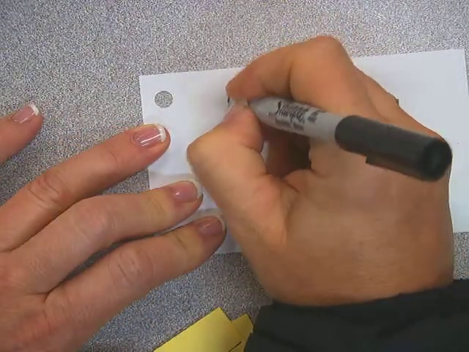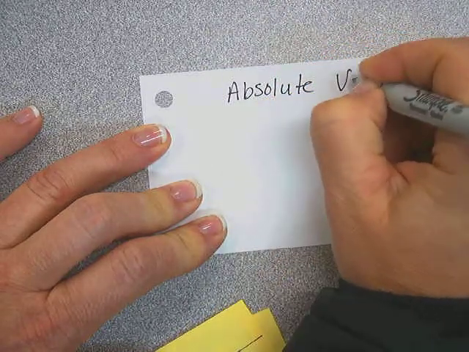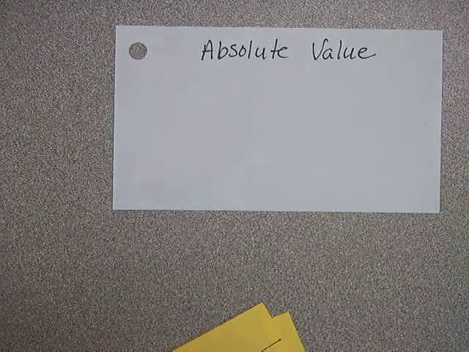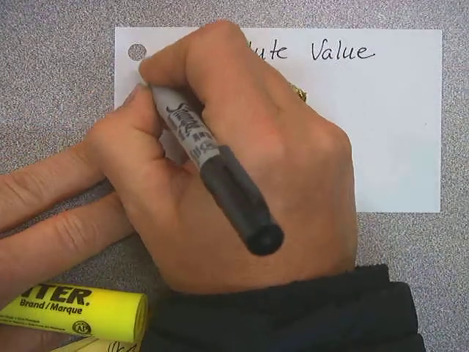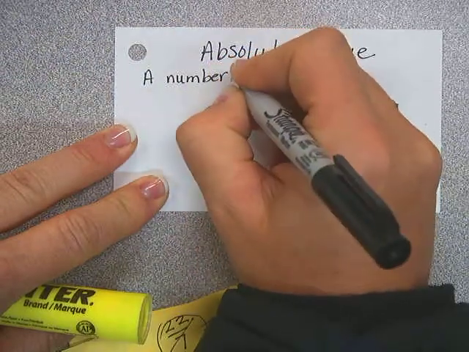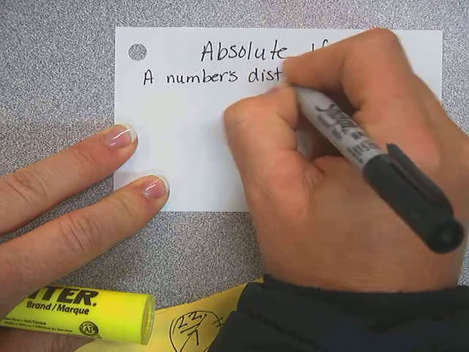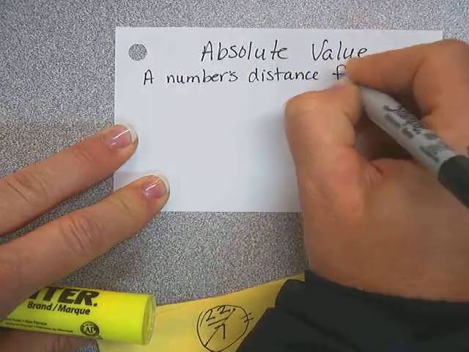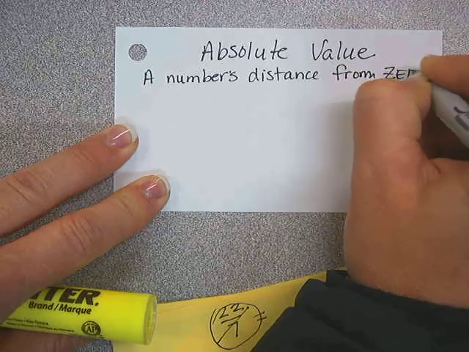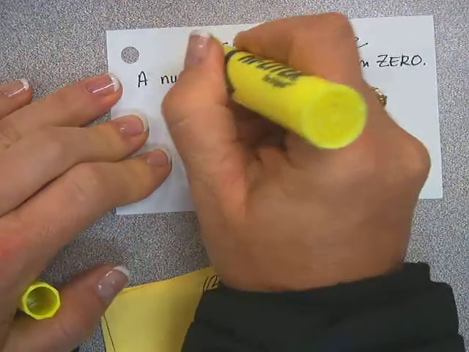Okay, the next one, and I'll do this one with you, is absolute value. Absolute value we talked about at the beginning of the year. An absolute value is a number's distance from zero. A number's distance from zero.